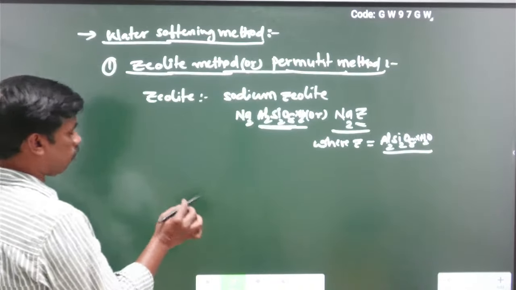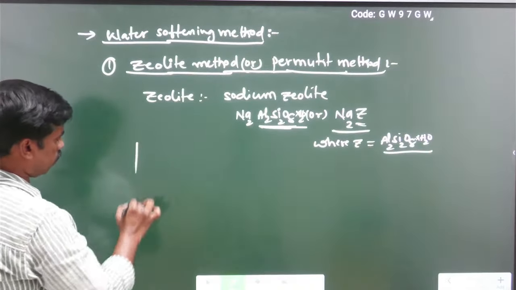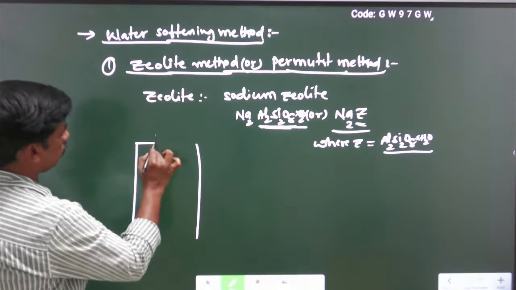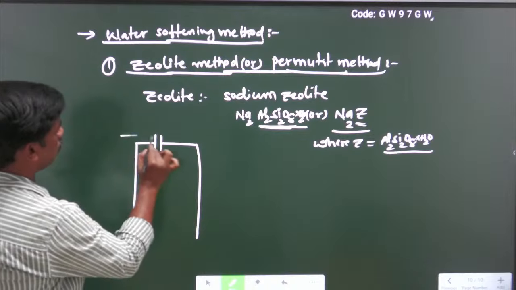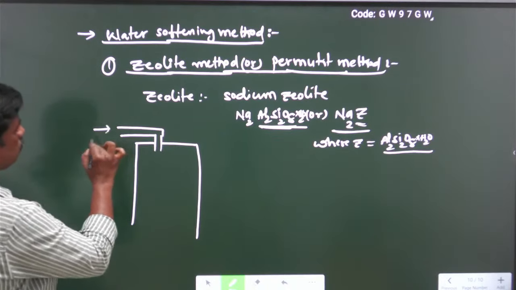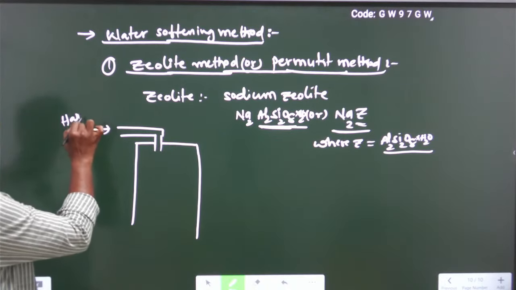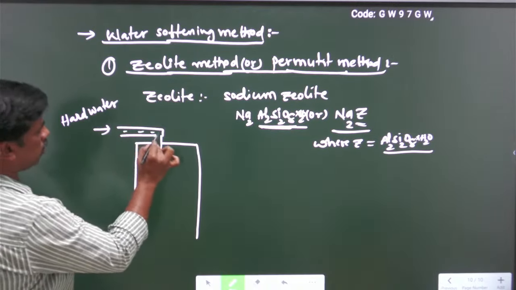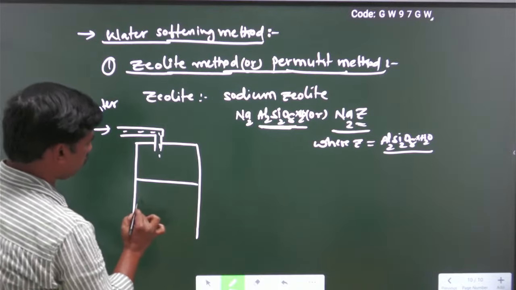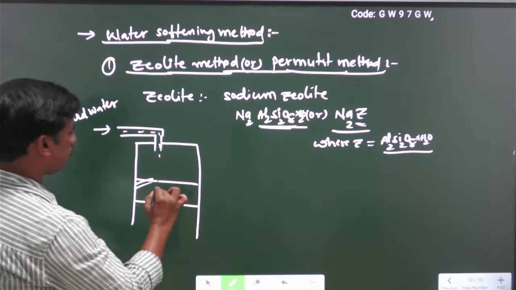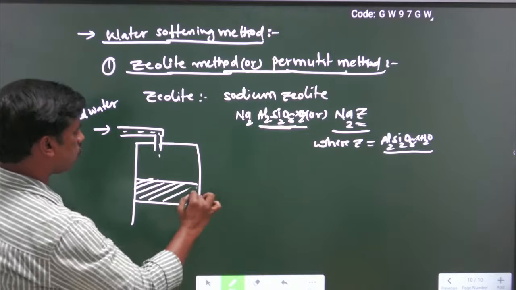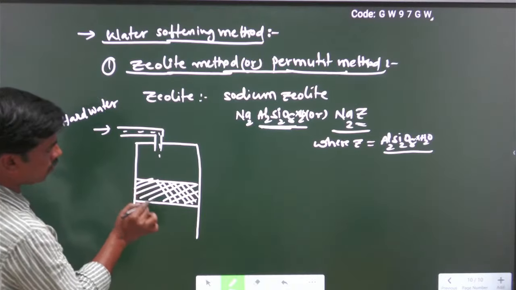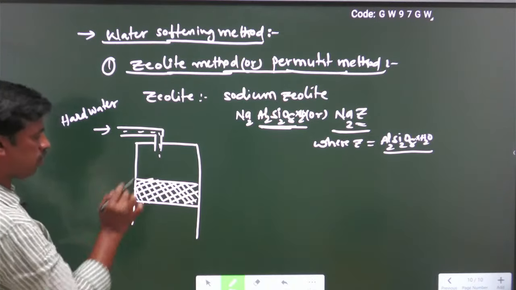A small diagram I am going to explain. I am taking a small container. In this small container I am going to take hard water. Whenever hard water enters this tank, in the middle I am going to fix the zeolite bed. The zeolite bed has a small microporous structure.